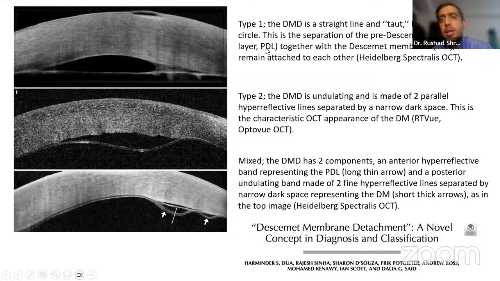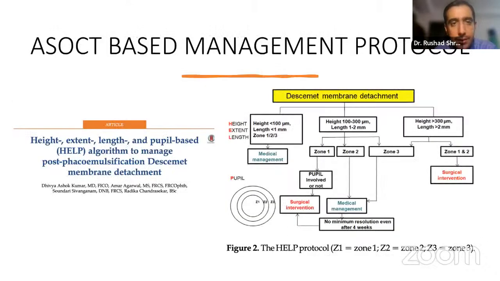Now, ASOCT has also helped to classify the Descemet's membrane detachment. Type 1 is the taut, straight line kind of Descemet's detachment, where there's a separation of the pre-Descemet's layer, the Dua's layer, together with the Descemet's membrane. The type 2 DMD is undulating and is made of two parallel hyperreflective lines separated by a narrow dark space. So this is the characteristic appearance that can be seen in the second image. And the mixed type is, you can see here that there is a taut band followed by these undulations as well. So these are all important because they guide your treatment for Descemet's membrane detachment after a cataract surgery.